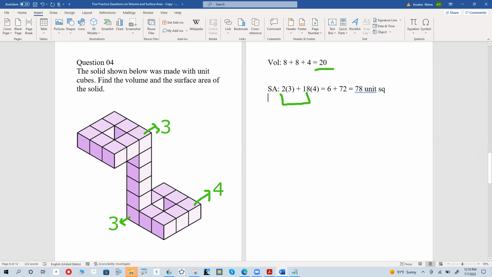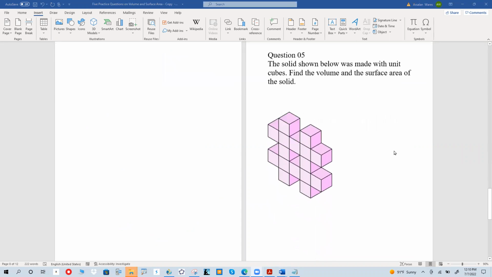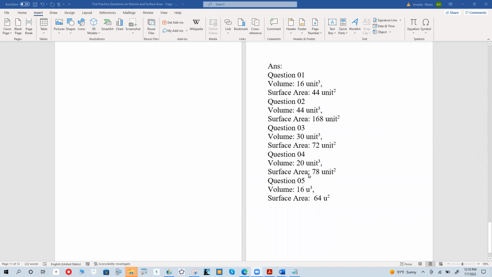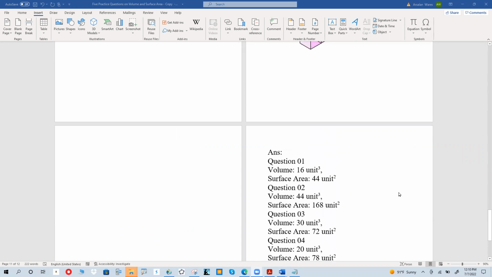Now, I know my answer. Well, I'm pretty confident about 78 because I vaguely remember, because I've done it in the past, but I'm going to go ahead and check it. The volume is 20. This was number 4. 27 units. So we got it right.